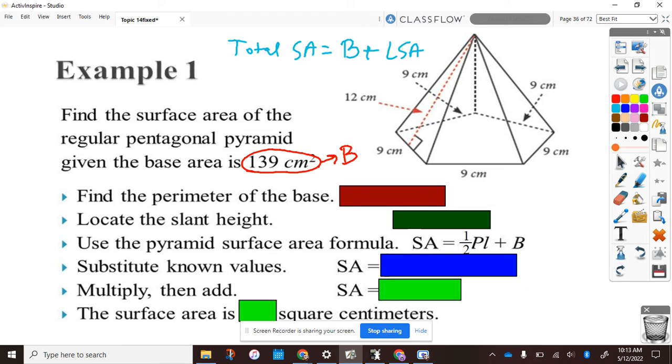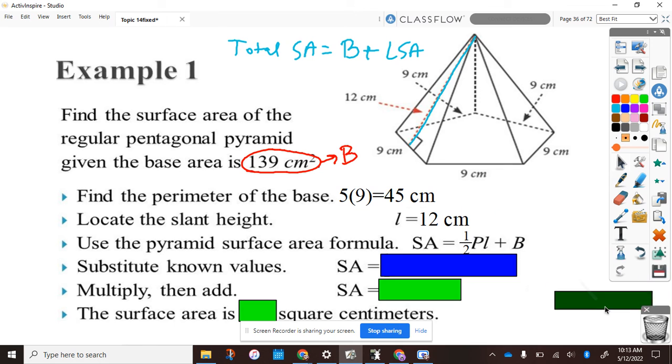As we look at our pentagon base, we've got 5 sides that are all 9 centimeters each. So our perimeter is just 5 times 9. It's 45 centimeters. The slant height is that other dimension that's given to us right here in the picture from the top of the pyramid right down the middle of one of the faces. Our slant height is 12.